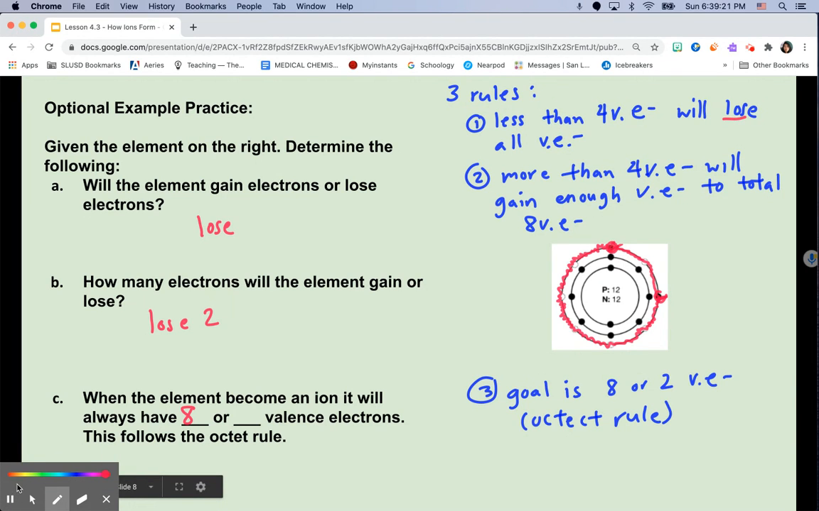So this pretty much summarizes what you need to know for how ions form. And you should be able to identify, 1, whether an element will gain or lose electrons, how many they will gain or lose, and what the octet rule is. In order to test your skills on that, you should see a couple of practice problems in the next slide. Please be sure to complete them for full credit.